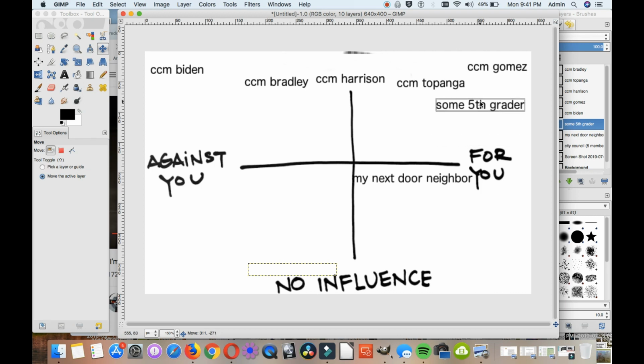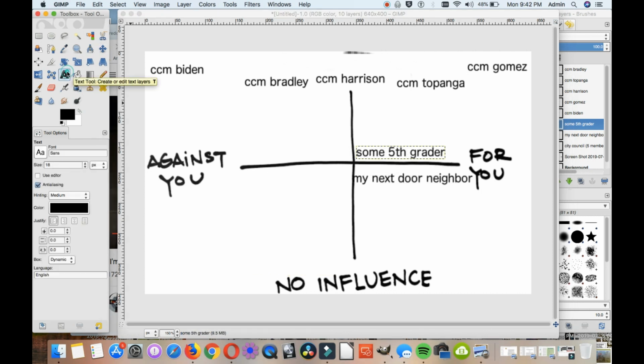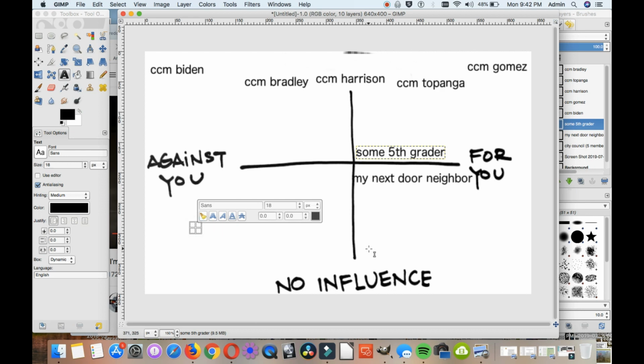In fact, they could amplify your movement. So again, don't assume that little kid you saw walking down the street is not helpful to your campaign. They could actually have tremendous power, and you might want to talk to that kid. I don't know, it depends on your organizing style and your skill set and everything. I'm going to throw it up here. Some fifth grader.